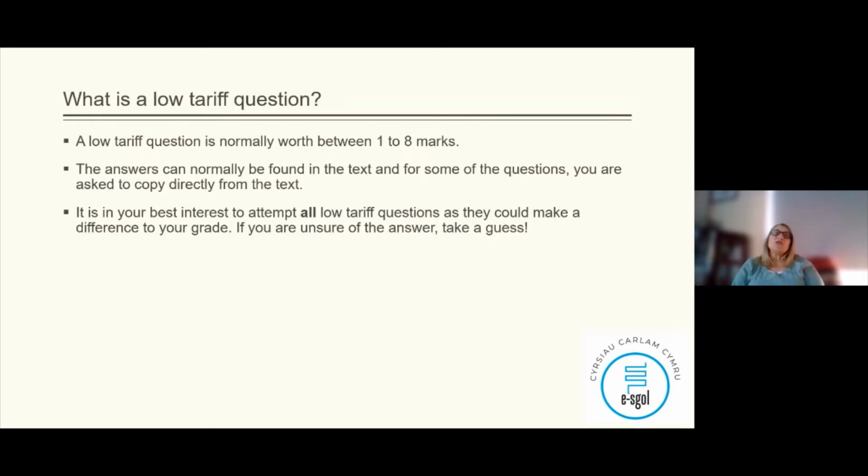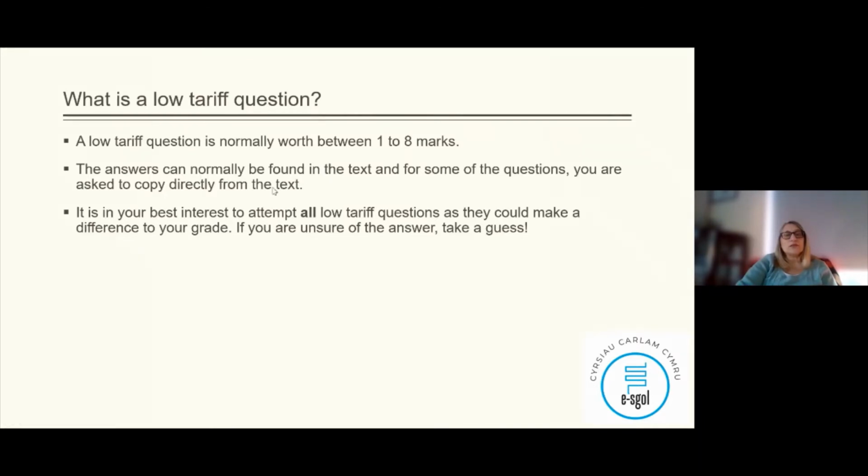Now, it is in your best interest to attempt all low tariff questions, as they could make a difference to your grade. Sometimes you might feel you're not going to spend any time on those 1, 2, 3 mark questions, but it might actually be the difference between a grade. So you really need to just have a go at them, and if you're unsure, if you can't find the answer anywhere, then take an educated guess. Please don't leave them blank because it's not in your best interest to do that.